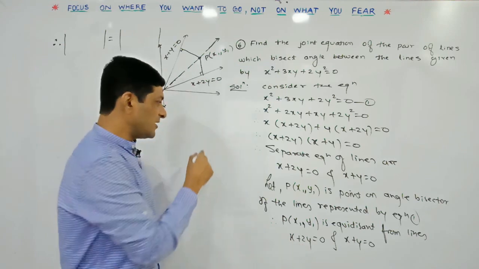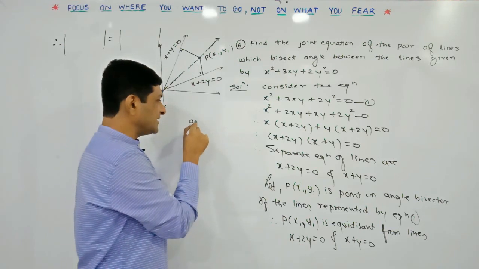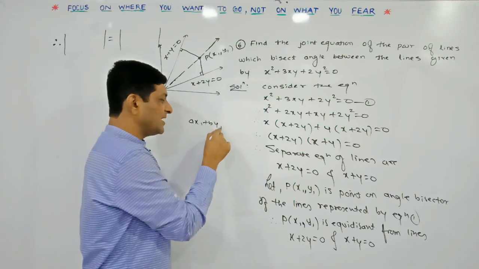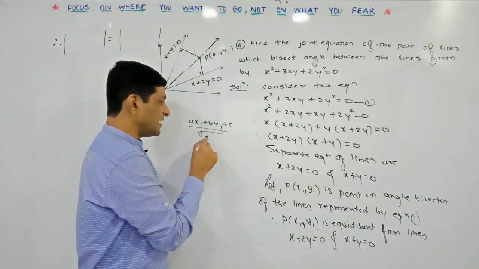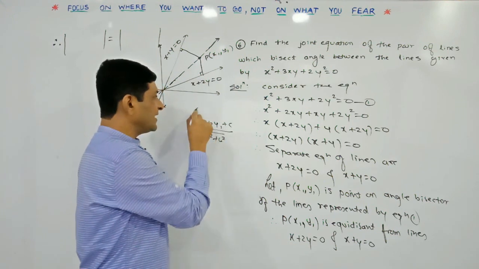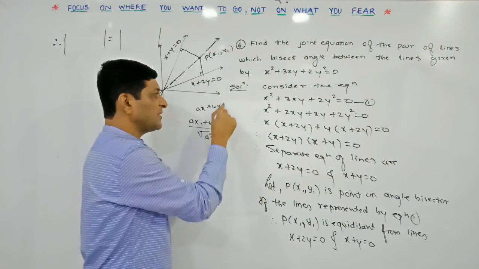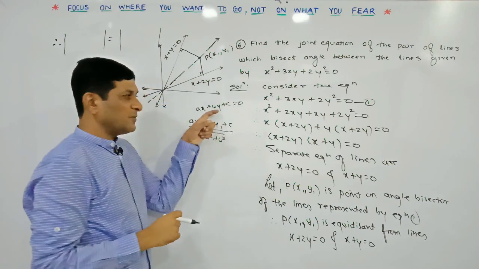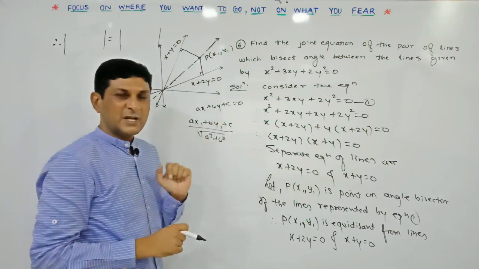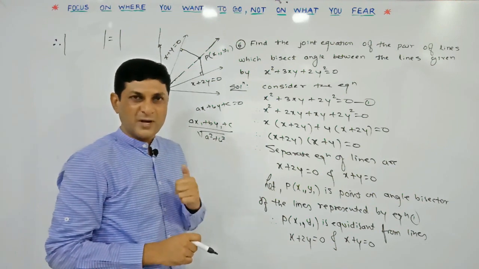Already we have a formula to find the distance of a point from a line, that is (ax1 + by1 + c) upon under root a square plus b square, where the equation of the line is ax + by + c = 0. If the equation of a line is given to us, then this formula is applicable to find the distance of a point from the line.